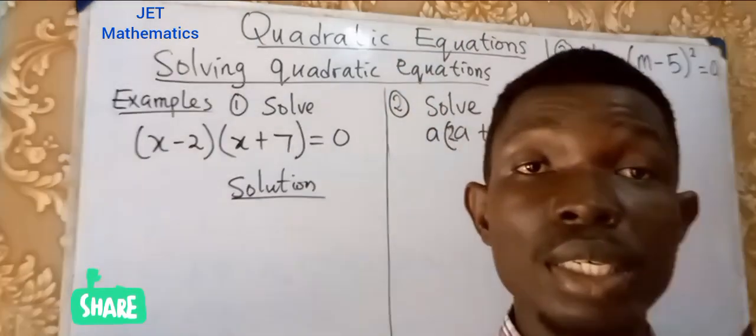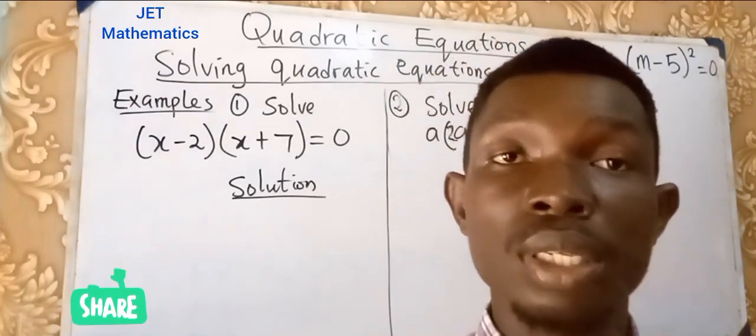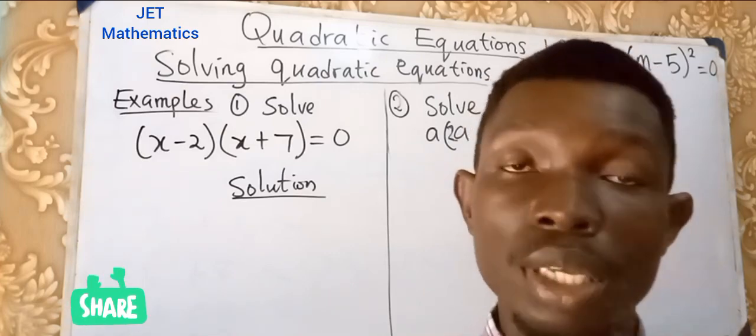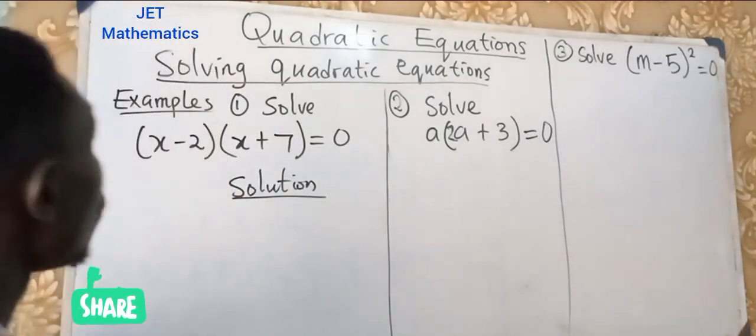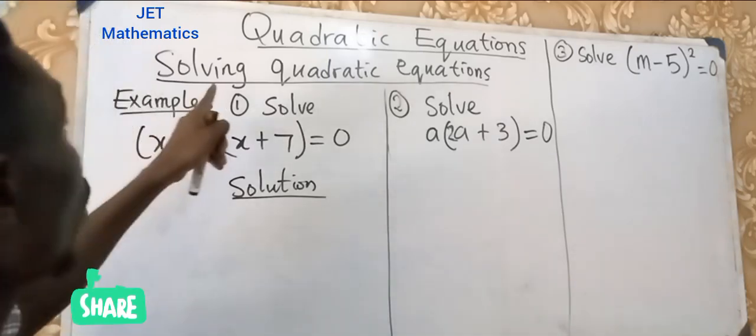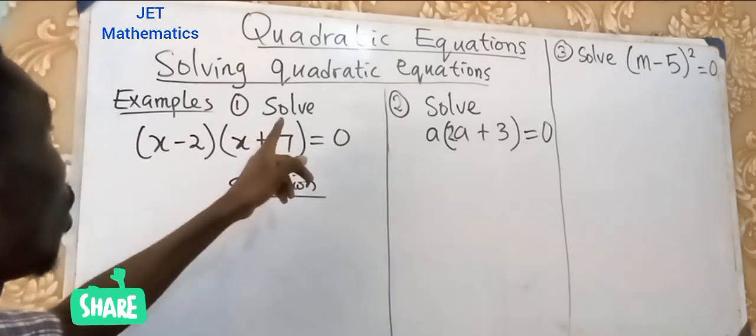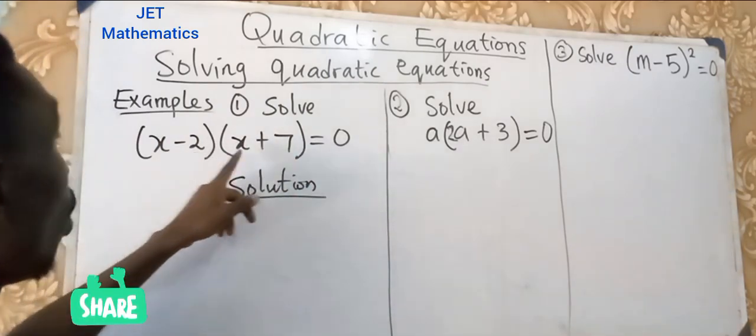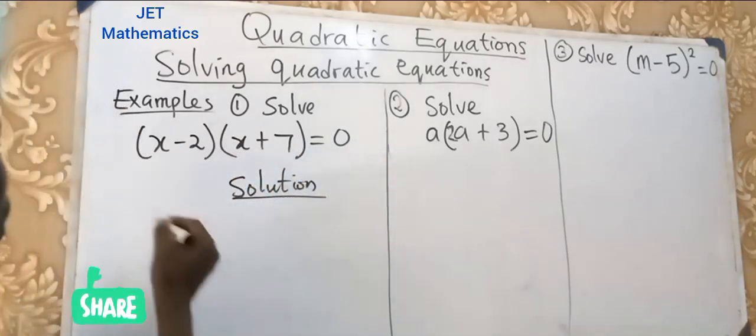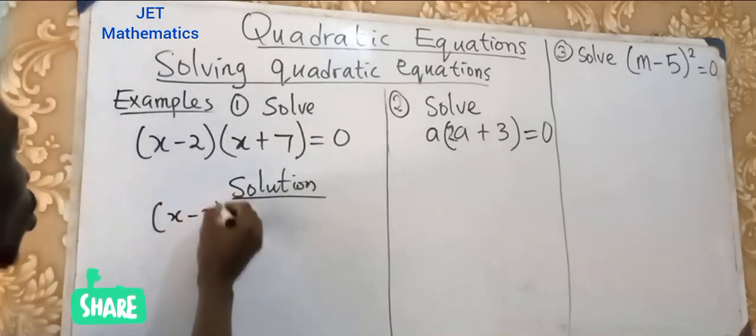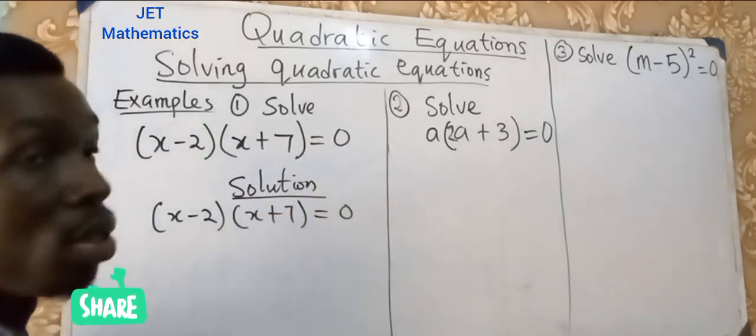Alright, a quadratic equation or expression has a degree of 2. The highest power of the equation is 2. So we have an example here on the board. It says in this video we'll be doing solving quadratic equations. So the first question says solve (s minus 2)(s plus 7) equals 0. So we say (s minus 2)(s plus 7) is equal to 0.